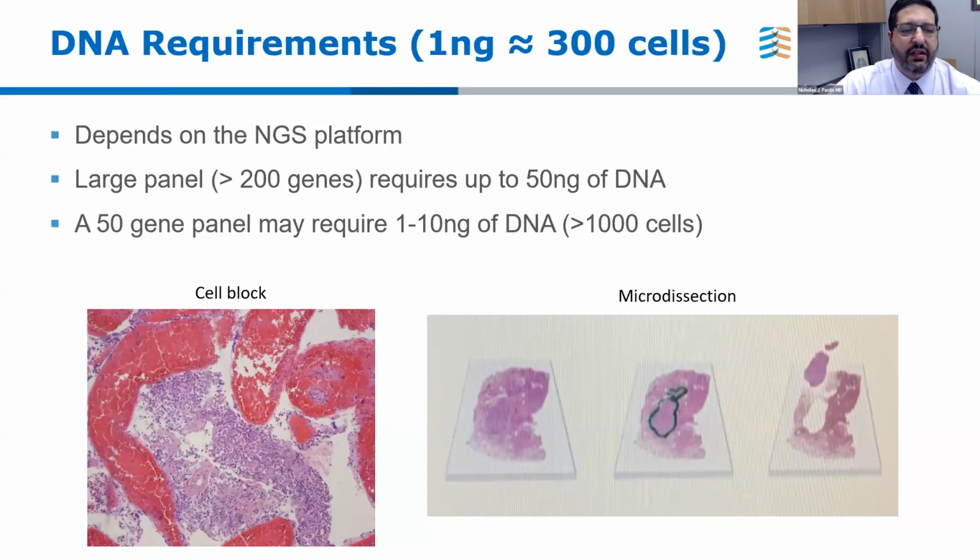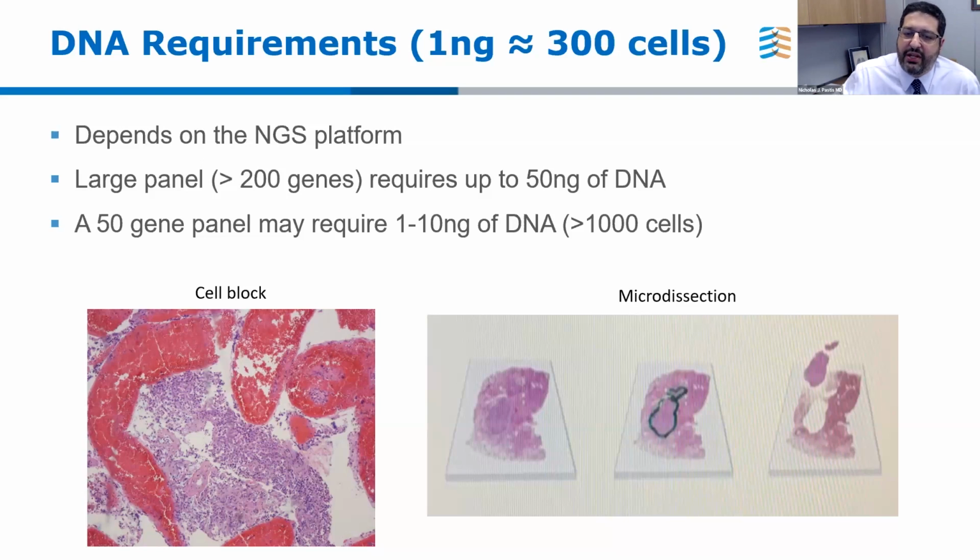So we talked a little bit about cell block. We talked a little bit about DNA requirements. It really depends on the NGS platform that you're using, and the type of technology, as well as the number of genes that the platform studies. So large panels greater than 200 genes may require 50 nanograms. If each nanogram is 300 cells, you can get an idea there. Whereas a smaller panel, like some of the in-house testing, may require only 1 to 10 nanograms of DNA. So somewhere around 300, 500 to 1,000 cells.